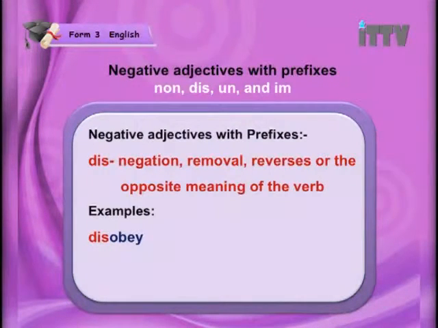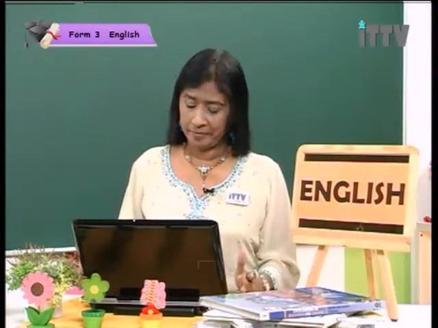Dis, negation, removal, reverses, or the opposite meaning of the verb. For example, the word obey. Now, obey is an action word. It's a verb. So when you add the prefix, disobey, it becomes the opposite. Opposite of obey. You follow instructions. When you don't want to follow instructions, it becomes disobey. All right, that's a verb.